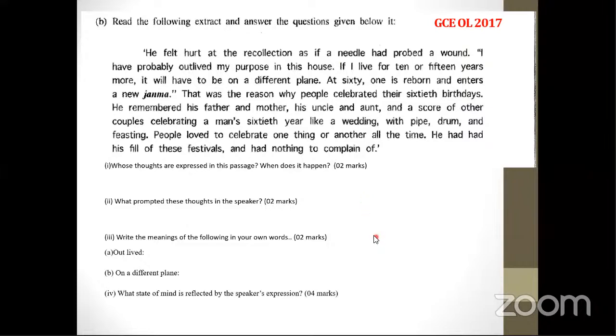So, hope you all are trying the questions. Question number 1: whose thoughts are expressed in this passage, when does it happen? Whose thoughts, when does it happen? The question has two parts. We must remember to address both parts of the question. Then only you can get 2 marks. I would like to see your answers. I'm waiting for your answers. At least 1, 2, 3 things.